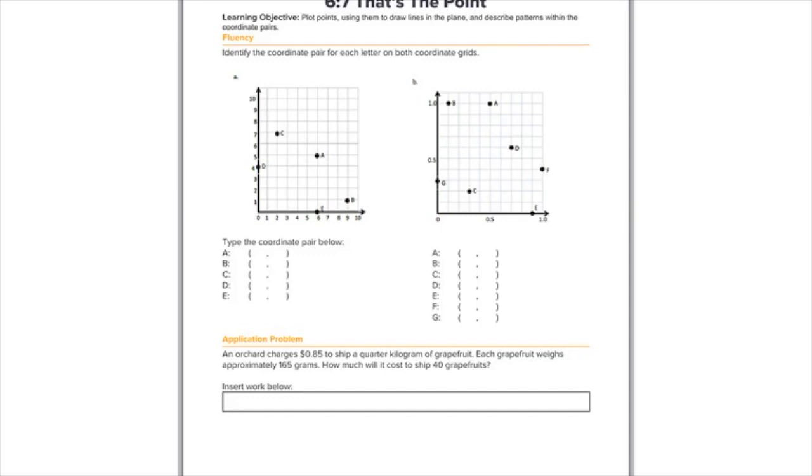For fluency, you're starting by writing the coordinate pair for each of the letters. So when we have A, I'm looking right here at letter A for fluency, and then I'm looking at the coordinate point A. When I look at this point, I see it's at 6 as my X and 5 as my Y. So you are completing this for the rest of the fluency.